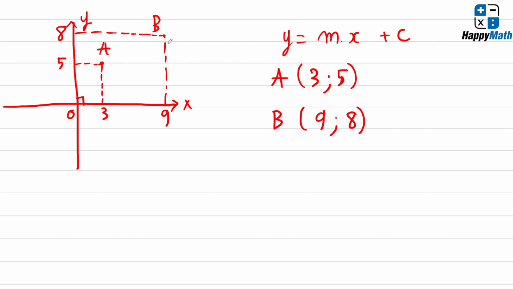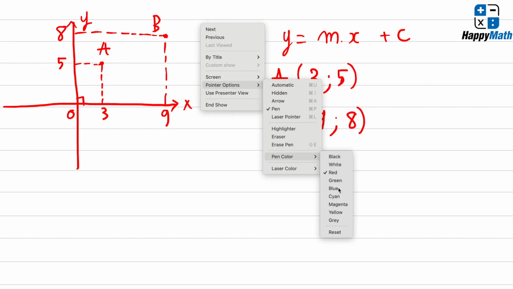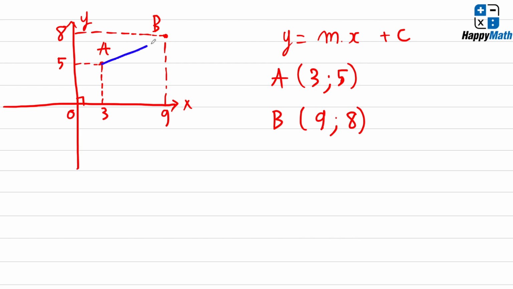Okay. So if I connect these 2 points, you will have a line. From this line, we have the equation y equal to mx plus c. So what is m and what is c for this equation? And now here is my solution.